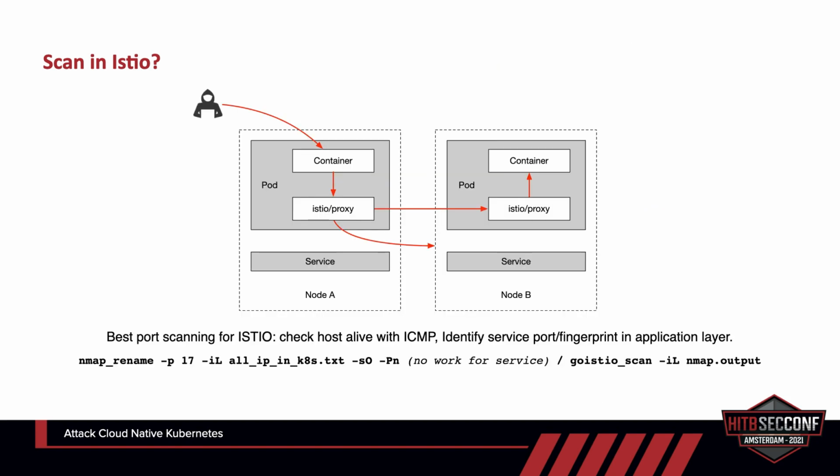The picture on this page describes why the Istio network is special. All your requests and responses will be hijacked, processed, and managed via the sidecar container of Istio. The request you send and the response you receive will be changed. If you want to perform port scanning in an Istio network, we think the best practice is to use tools like Nmap, only using the ICMP feature to do host discovery and determining whether the port is open by application layer detection.